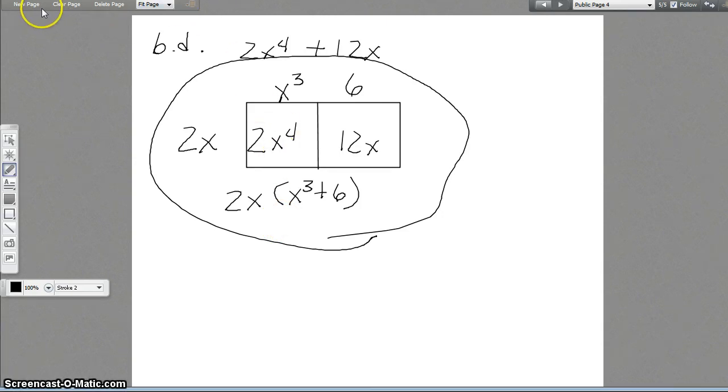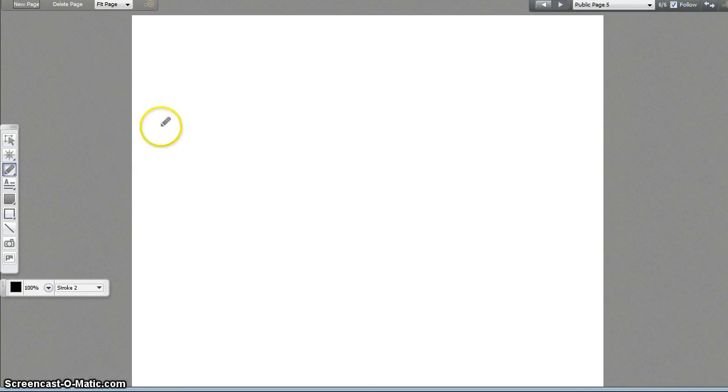Okay, so that was number 6, which is just like number 14 that I assigned for homework. We're going to start number 7, but we're not going to have time to finish it. Number 7 says factor each of the following polynomials by factoring out the greatest common factor of its terms. So it's just like number 6, only this time you don't have to do a diagram. So we're going to do just a couple examples.